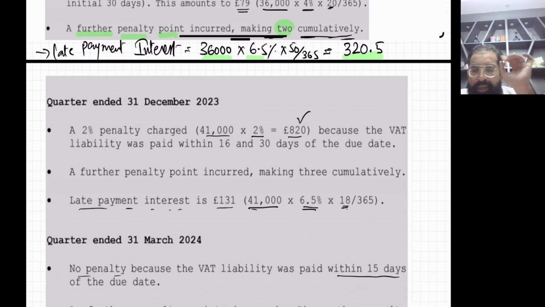Now finally, this is the third time you file your tax return late, so you will get a further penalty point, making three cumulatively. Now you have finally touched 3 penalty points.